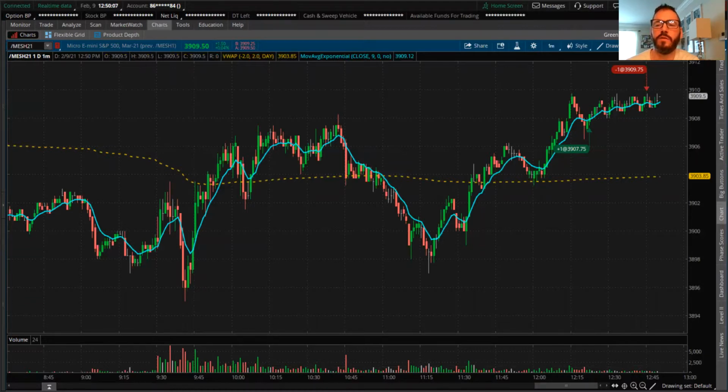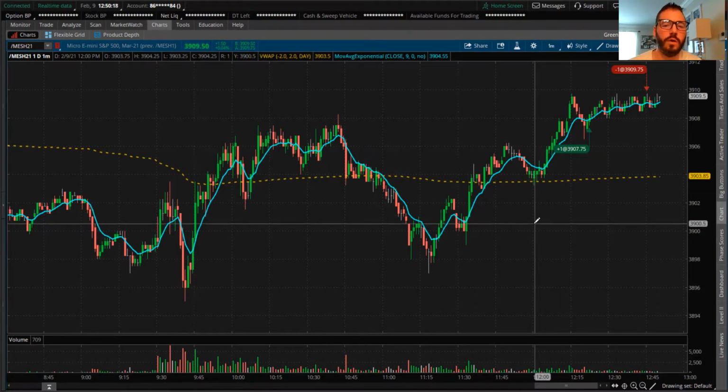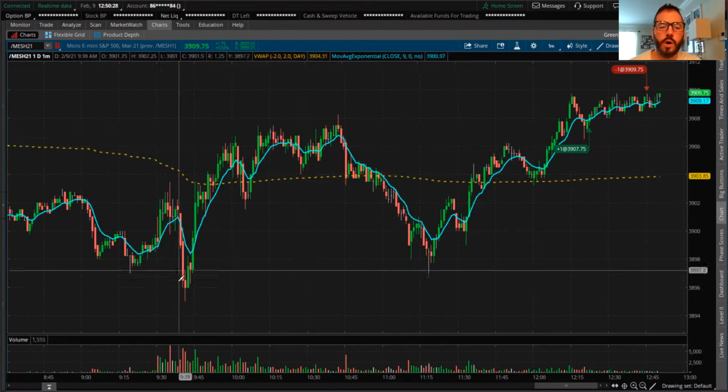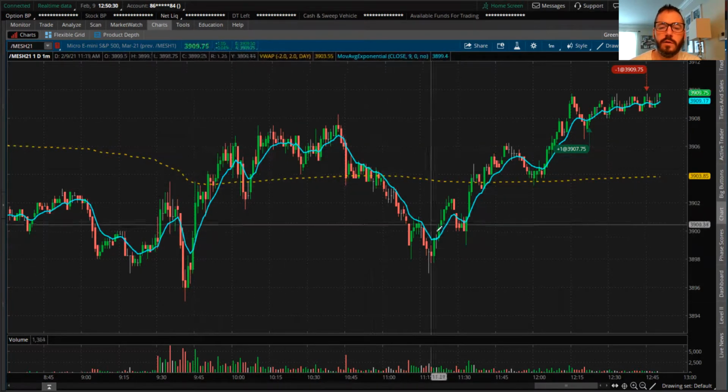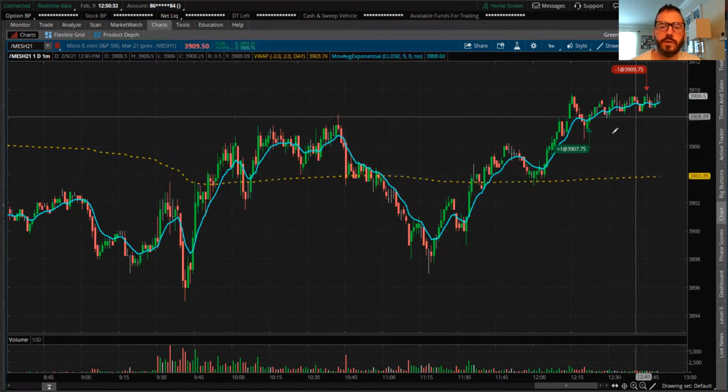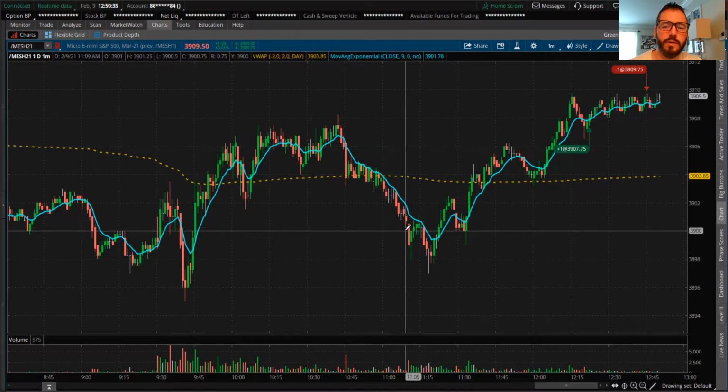Now, this is what I follow. It's the S&P 500 futures, so this mimics the overall stock market. You always want to make sure that you have this up on your chart as you're trading so that you can see the overall trend of the S&P 500, which mimics the entire market.